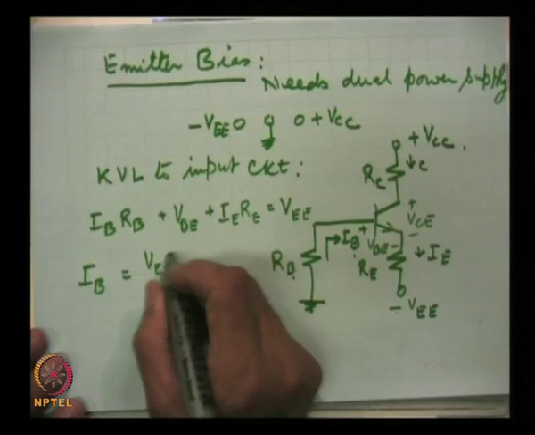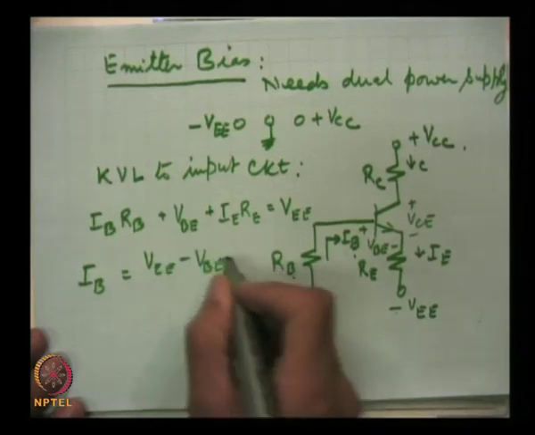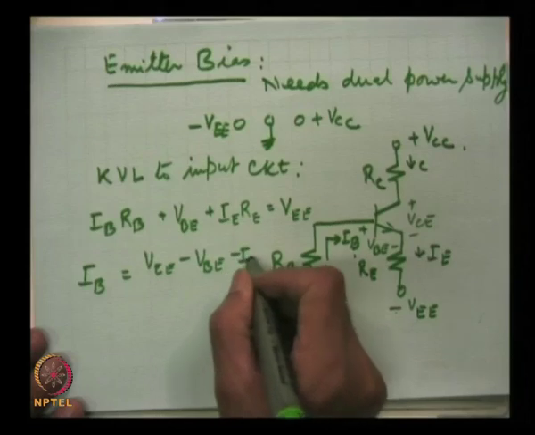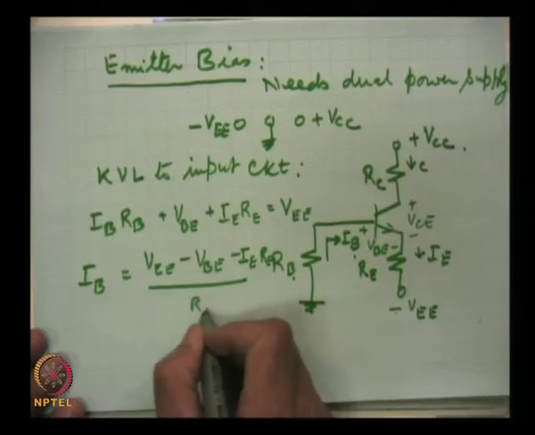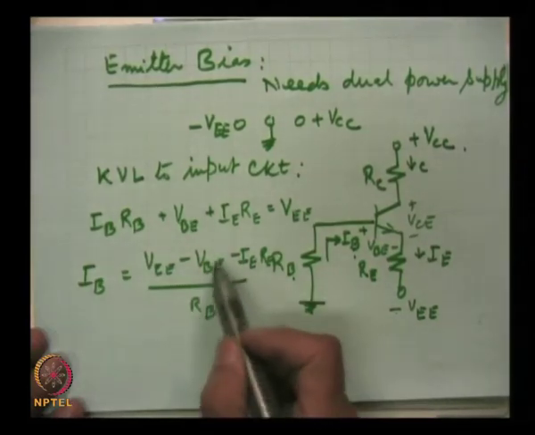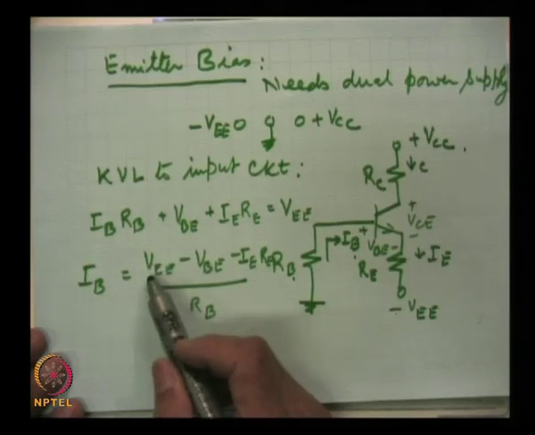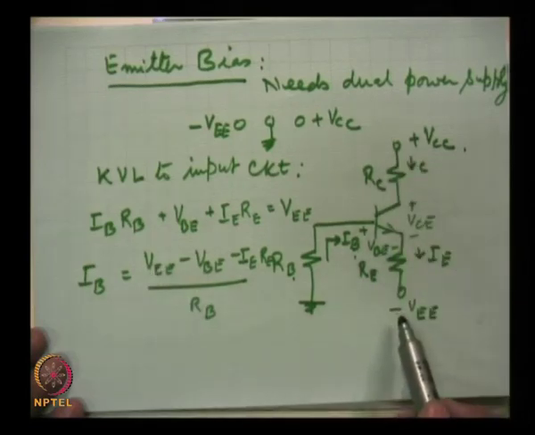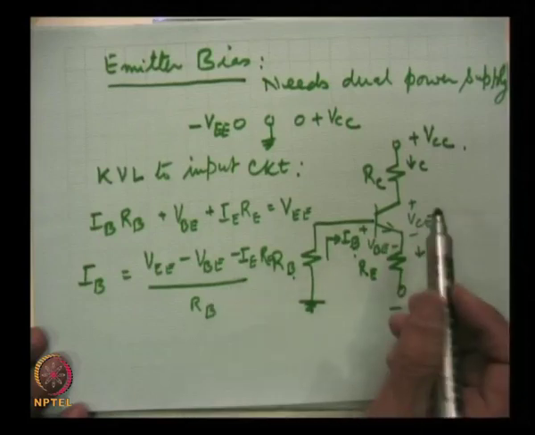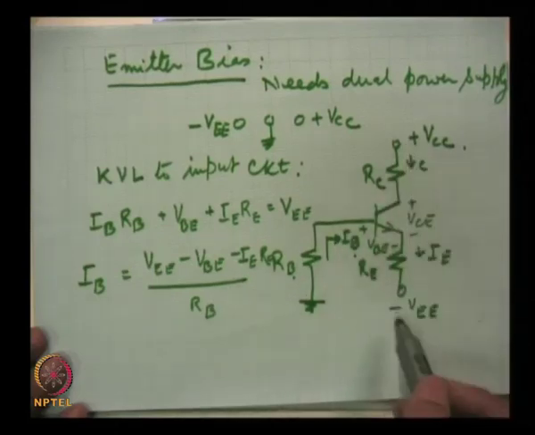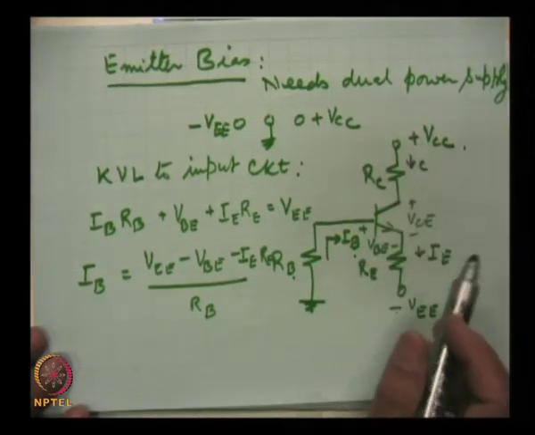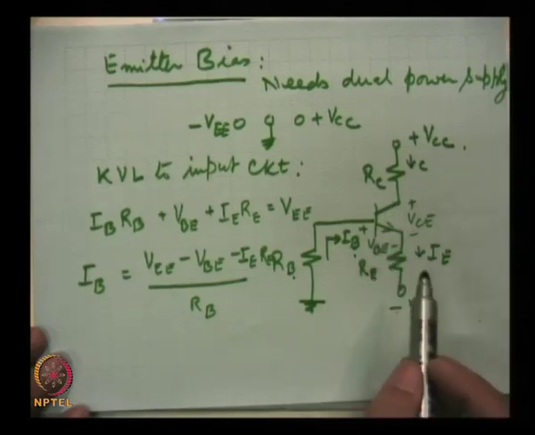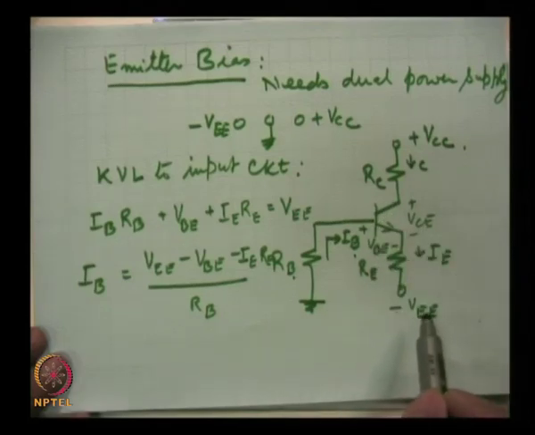the magnitude VE, and minus IE RE divided by RB. This voltage is very small in comparison to this voltage. These two voltages may be equal, which are normally used like that, but there is not necessary condition. These two voltages may differ also, one may be 12 volts, other can be 9. But normally, as I said, equal magnitudes of VCC and VEE are used.